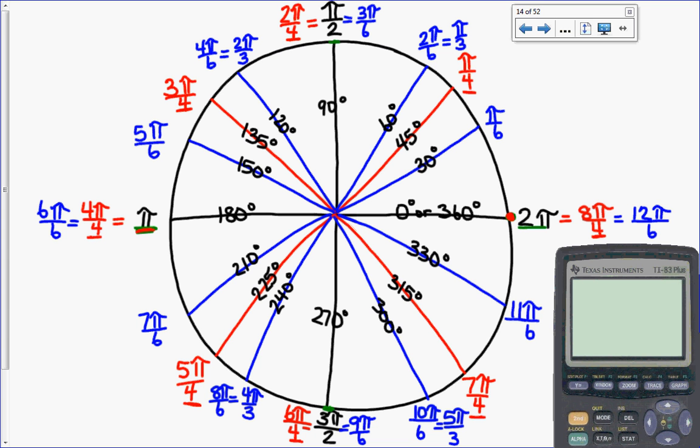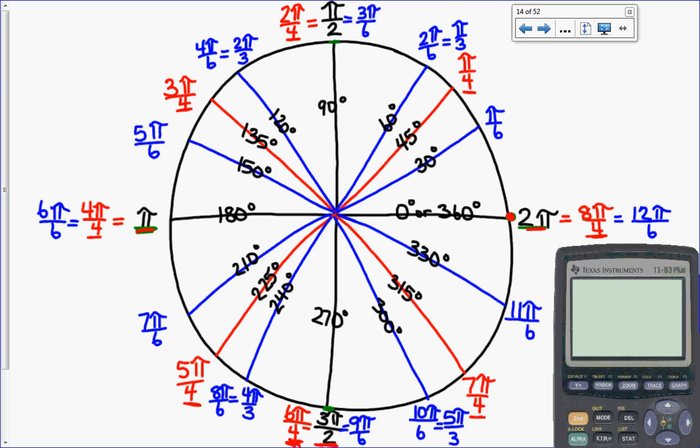Okay. Now, of course, I wouldn't leave those in as 8 pi over 4, for instance, or as 6 pi over 4 down here. I would always put them in the lowest terms. And so you can see that that, in lowest terms, is the same thing as 3 pi over 2 at the bottom there, or 2 pi at our starting position here.